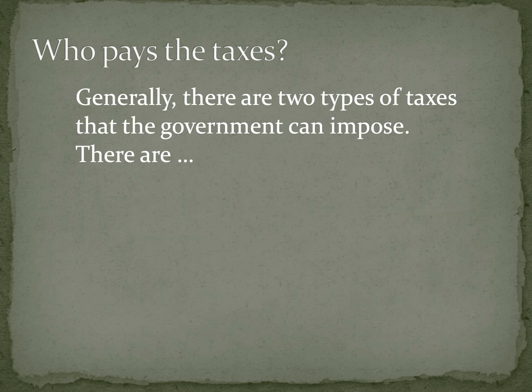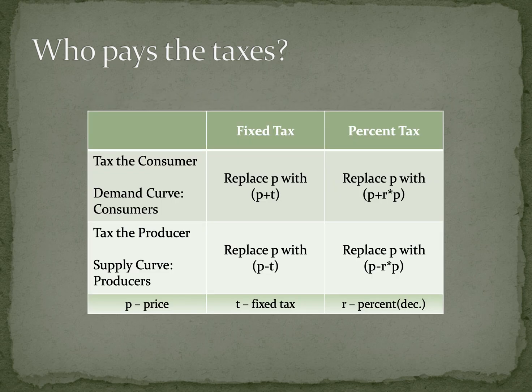And generally, there's two kinds of taxes that can be levied, and these are either a fixed tax or a percent tax. And so in this table, we consider the possibilities. Across the top, you have fixed and percent taxes listed for each column. And on the left, you have tax the consumer and tax the producer for each of the two rows.